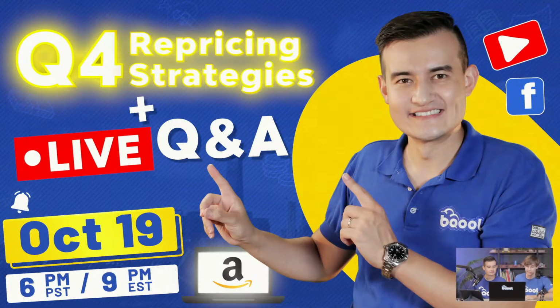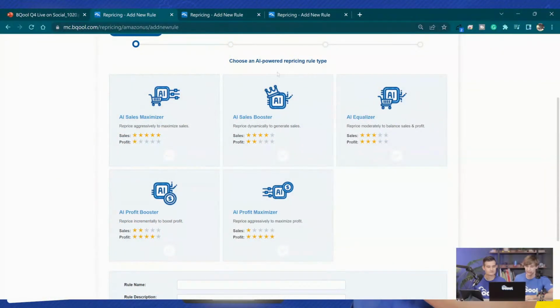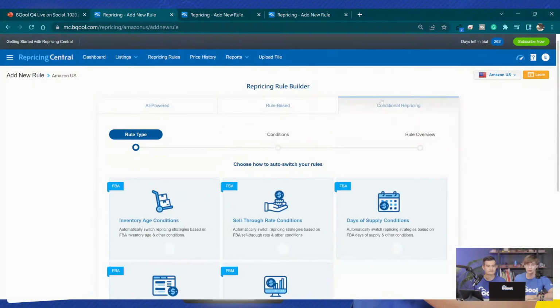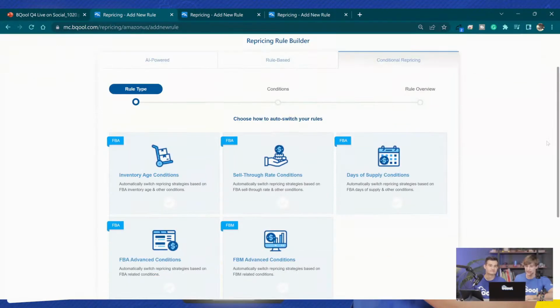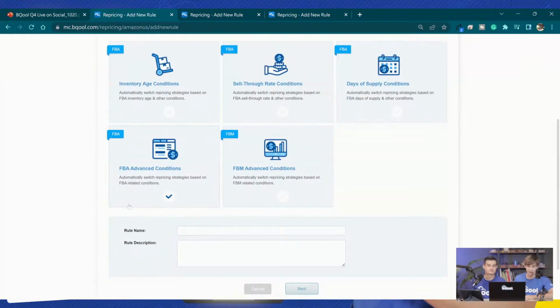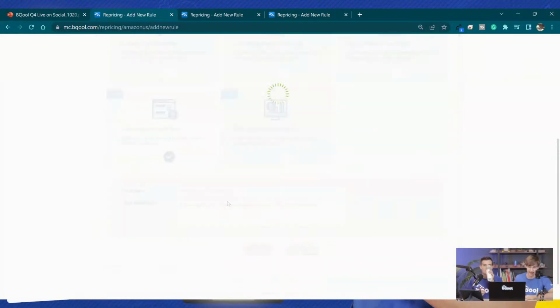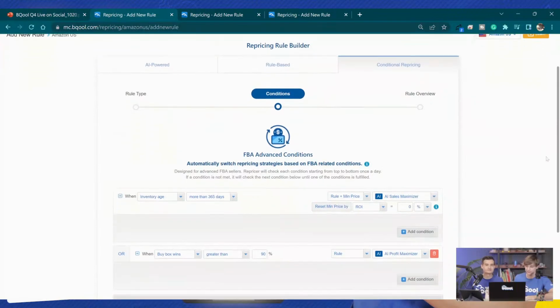So first, we're going to go again to our Repricing Central, and then we're going to choose the rule. Let's say we choose conditional repricing, then FBA advanced conditions. Here you can name the rule as you want, like Q4, maybe strategy number 2 or number 3, and press next.